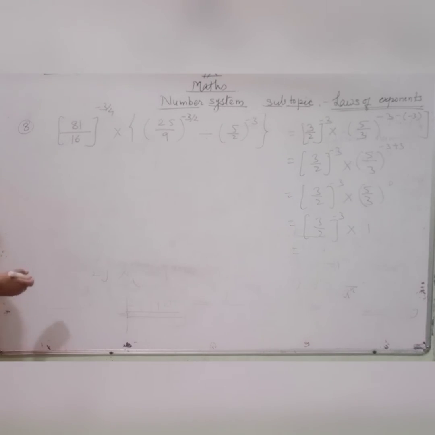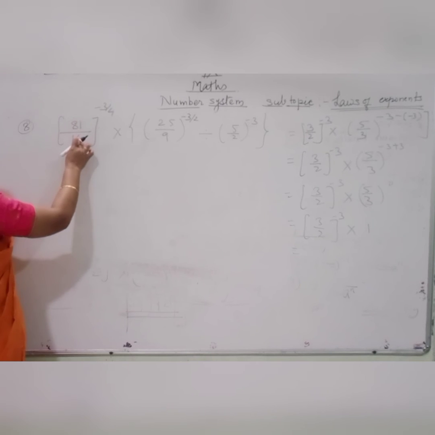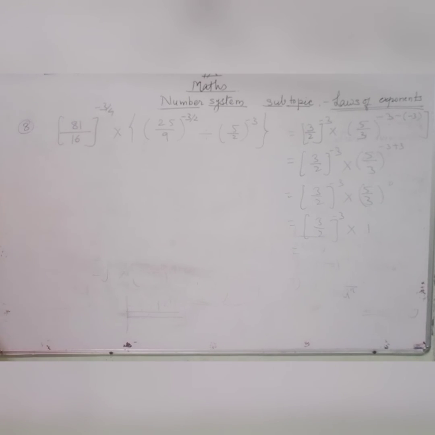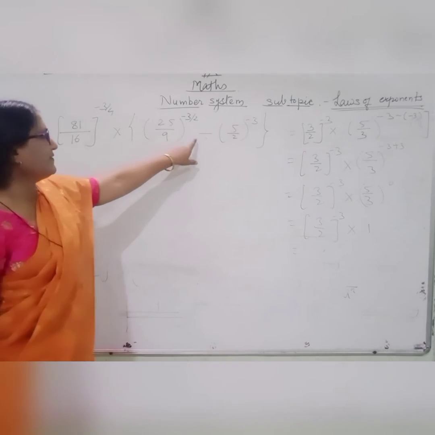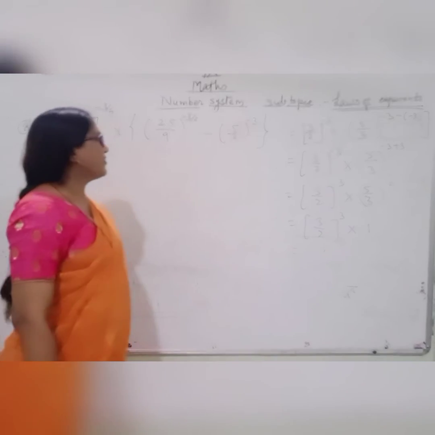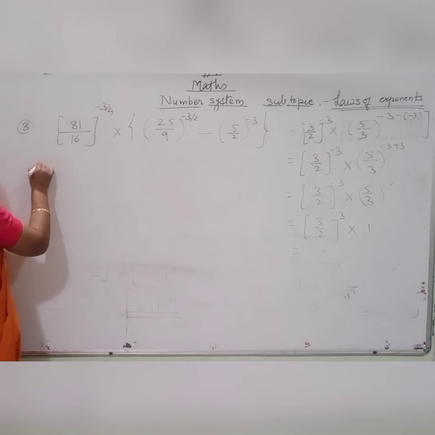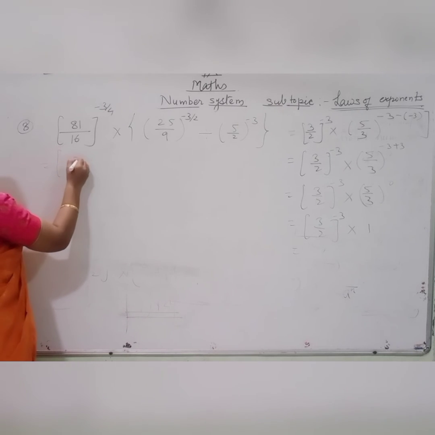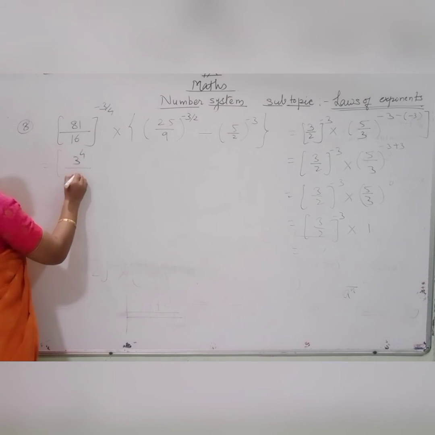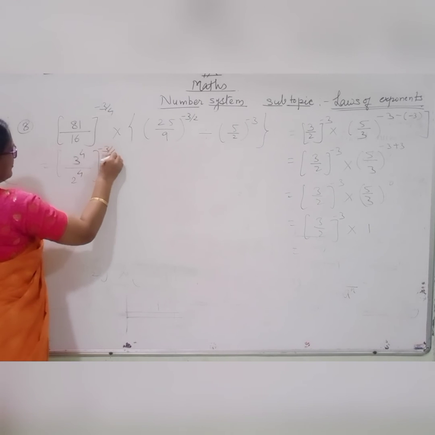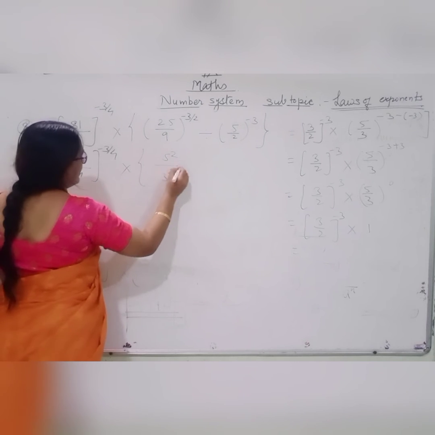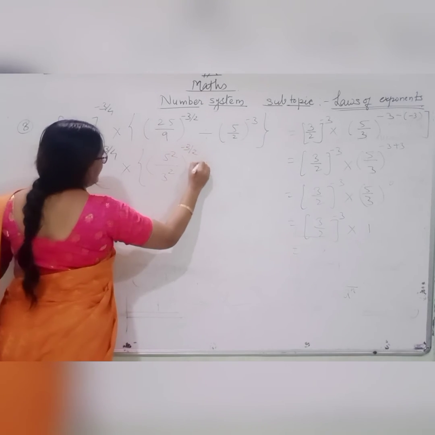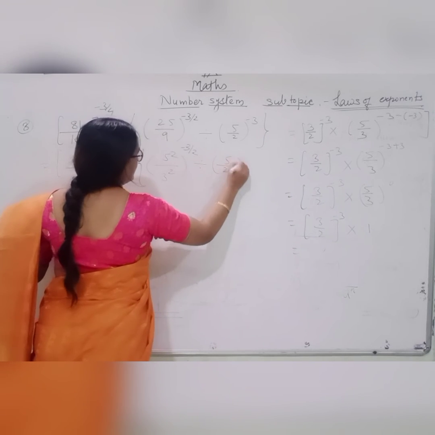One more example we are taking. Okay, so (81 upon 16) raised to the power minus 3 by 4, multiplied by, in the bracket, (25 upon 9) raised to the power minus 3 by 2, divided by, in the bracket, (5 upon 2) raised to the power minus 3. Okay, is equal to 81 is the fourth power of 3, divided by 16 is the fourth power of 2, raised to the power minus 3 by 4, multiplied by, here 25 is the 5 square, 9 is the 3 square, raised to the power minus 3 by 2, divided by 5 by 2 raised to the power minus 3.